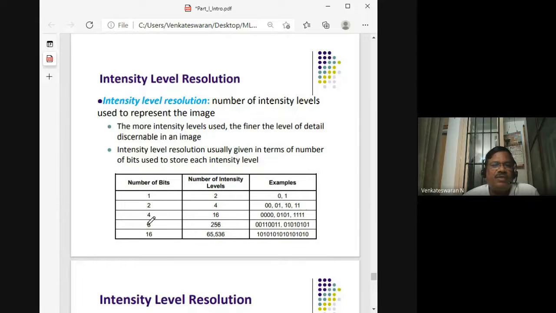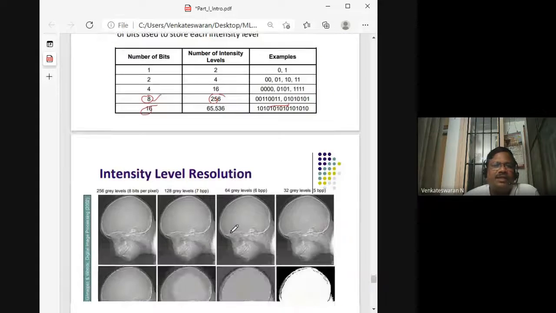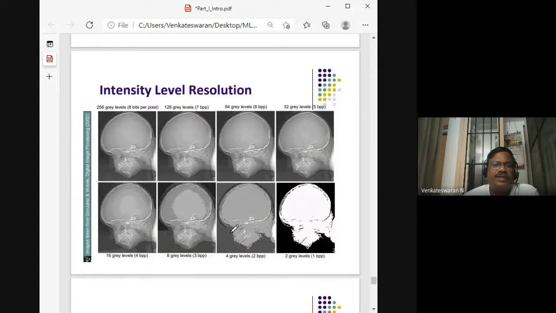You can have a number of bits for intensity. You can have 8 bits or 16 bits. 8 bits is very standard. So we'll have 256 levels, and the values go in the range of 0 to 255. With a lot of levels, you get very high density pictures, right?